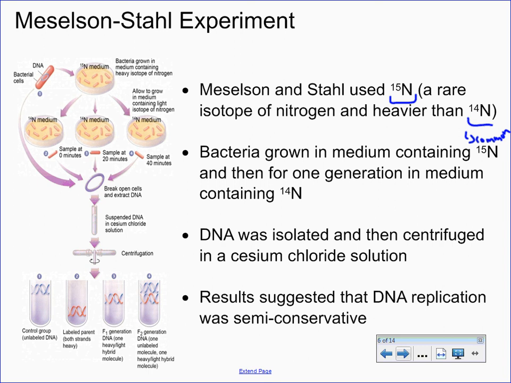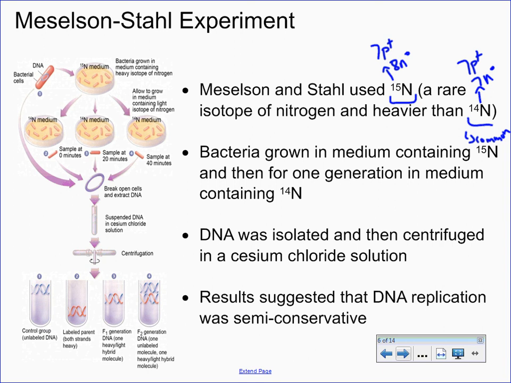Nitrogen-14 makes up pretty much all of the nitrogen that we have here on Earth and is the most common form of nitrogen. What makes nitrogen-15 heavy is that in the nucleus of this particular element, there are 7 protons and 8 neutrons, whereas nitrogen-14 would have 7 protons and 7 neutrons. That one extra neutron present in nitrogen-15 is what makes it heavier.